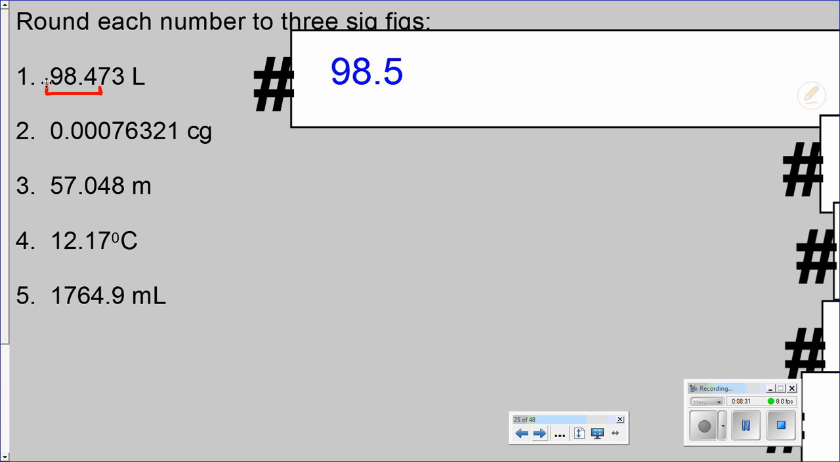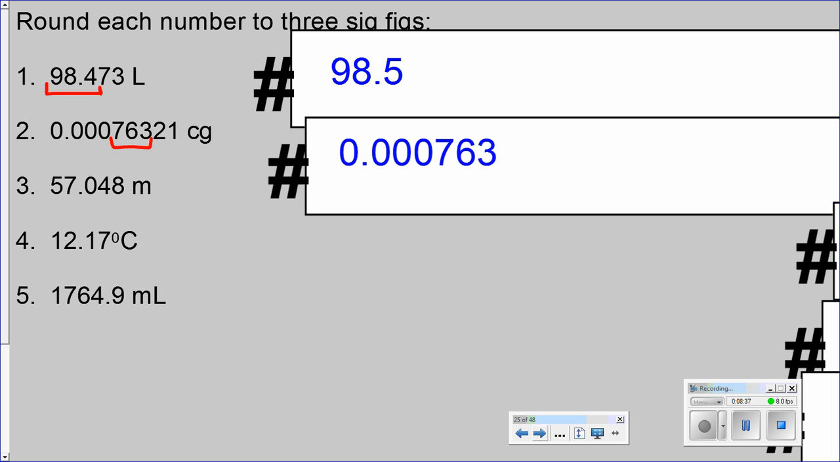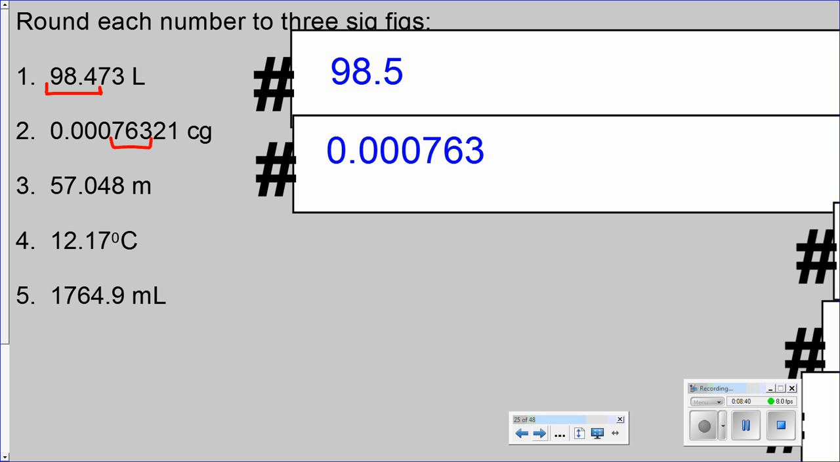On this next one with the decimal, we actually would start here. So we're keeping those sig figs. And you would round this to 0.000763. If you're more comfortable changing that into scientific notation, you would just do this.